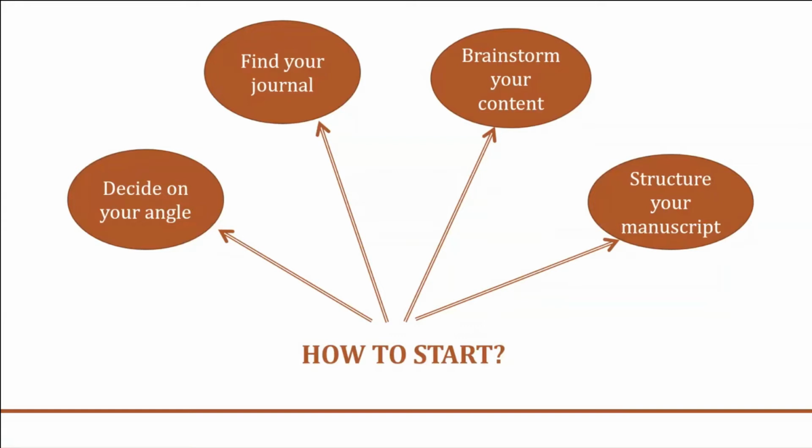Now, brainstorm your content. You already decided your angle. You look at your information, then you start brainstorming your content. This is where your mind mapping or your planning comes into action. You don't actually have to write yet. Just have a piece of paper and start planning out what information you have, where you need more, where you don't have, which one you need to add. So you need to brainstorm. And then lastly, you structure your manuscript.